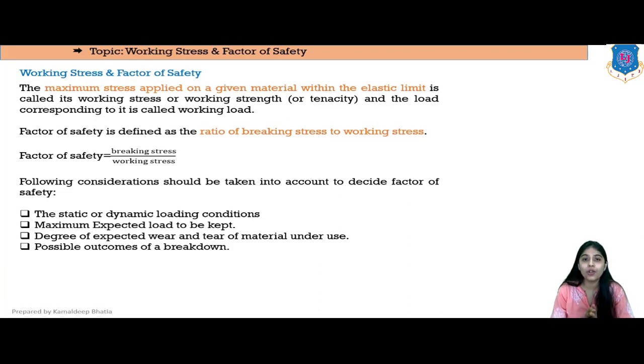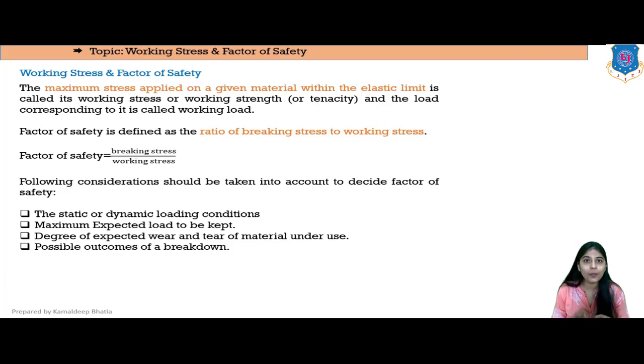The ratio of ultimate stress or breaking stress to the working stress defines a term known as factor of safety. Factor of safety is the ratio of breaking stress or ultimate stress to working stress.